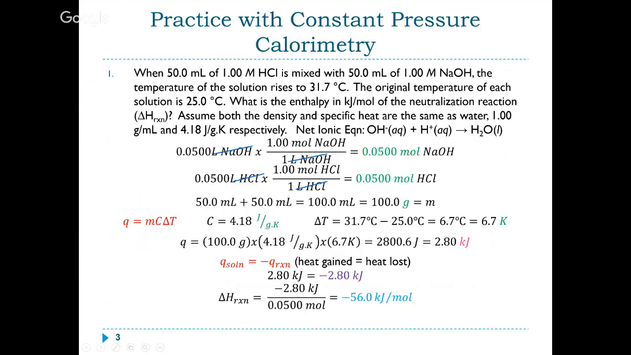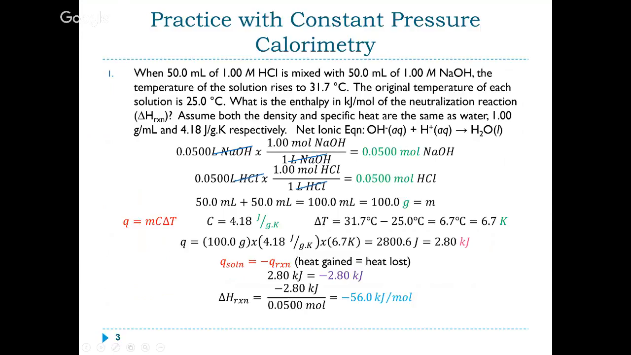This is another way of saying, if we converted this temperature into Kelvin, we'd add 273 here, we'd add 273 here, but since we're subtracting them, 273 minus 273 is 0. So our change in temperature is the same whether we're in degrees Celsius or Kelvin.